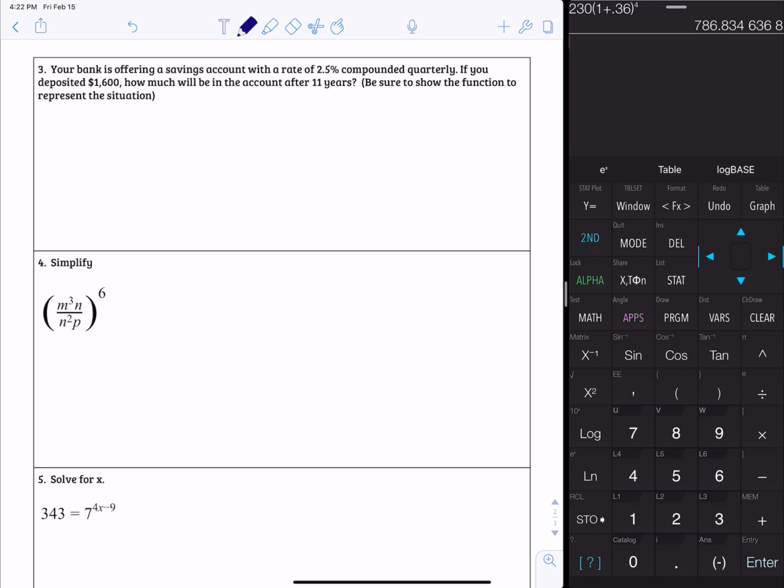Your bank is offering a savings account with a rate of 2.5% compounded quarterly. When they say compounded quarterly, we need the compounding interest formula. That's A equals P times (1 plus R over N) to the N times T power. And N is the number of times a year that your money will compound. So quarterly is N equals 4.